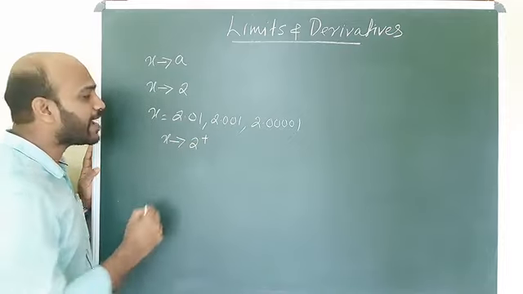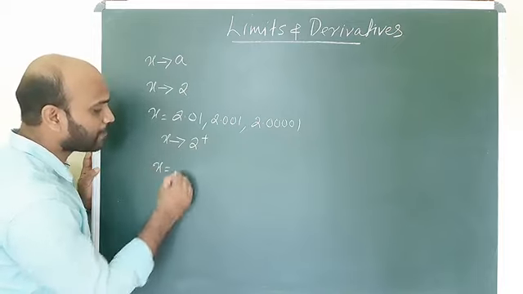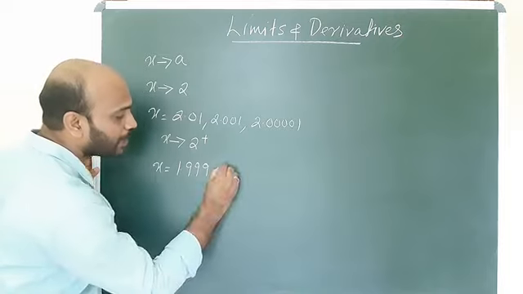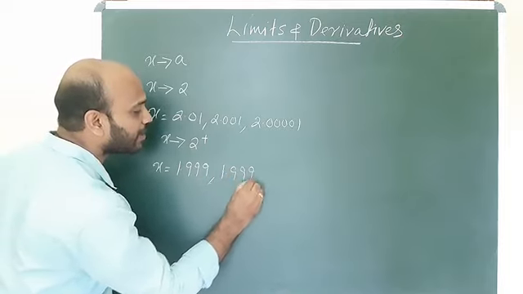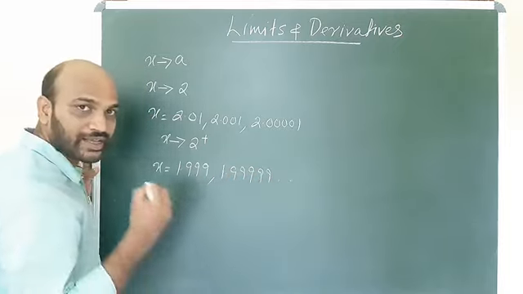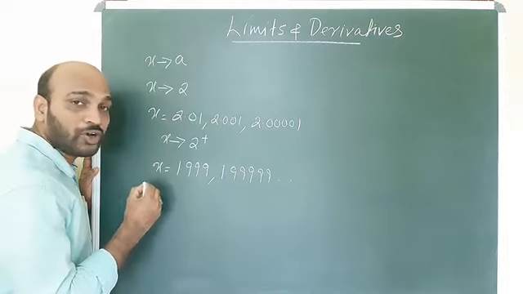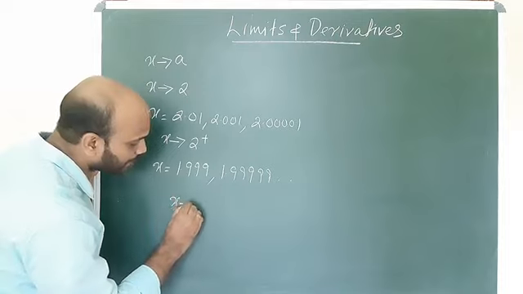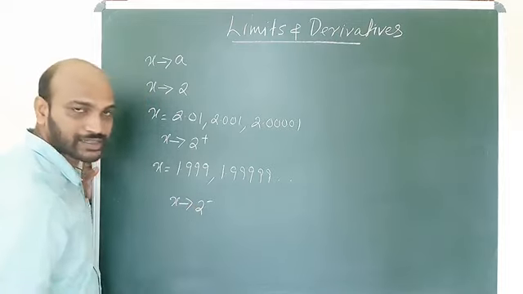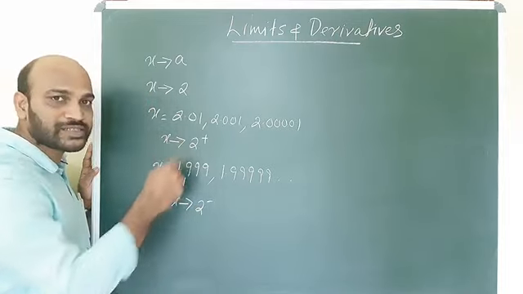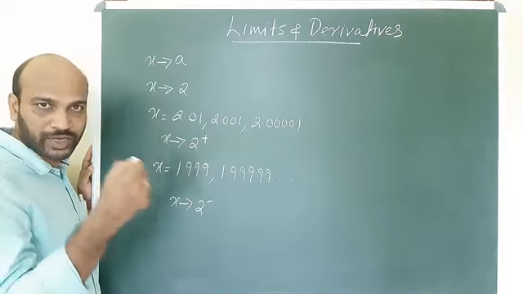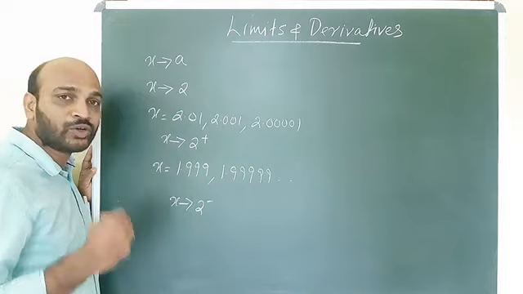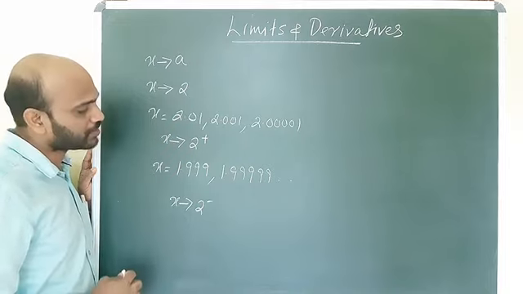x can be less than 2 also. So x can be 1.999, or it can be 1.99999, etc. In this case, x is approaching 2 from the left hand side of 2. So we denote that by x tends to 2 minus. So x tends to 2 plus means x is very near to 2, but it is more than 2. x tends to 2 minus means x is very near to 2, but it is less than 2.